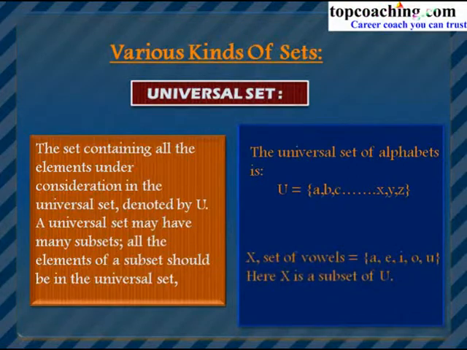Now, if we have another set which is a set of vowels, then that would be X equal to A, E, I, O, U. And now we clearly see that X is a subset of U. Subset of U would mean that all the elements of X are contained in this universal set U. So U is a set containing all the elements which are under consideration. Here the elements which are under consideration are the alphabets. Also we have a set X which is a subset of U. That is, all the elements of X are contained in the set U.